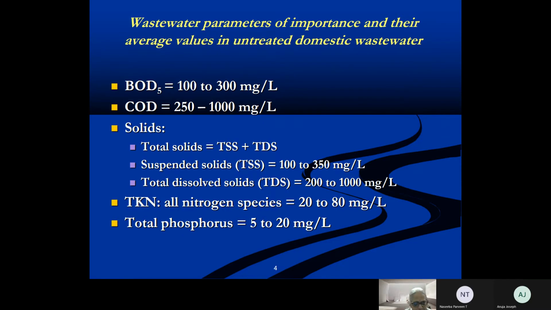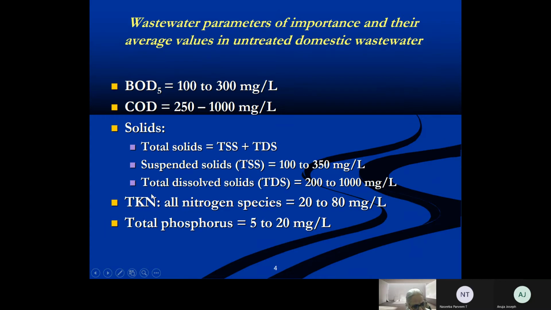So what are our main parameters? Our main parameters, first of all, are BOD and COD. So like I said, in general, for untreated sewage, the BOD5 value is anywhere from 100 to 300 milligrams per liter, and COD is 250 to 1000 milligrams per liter. Then we have solids. Total solids are TSS plus TDS. Suspended solids can be anywhere from 100 to 350 milligrams per liter. Total dissolved solids can be 200 to 1000 milligrams per liter.